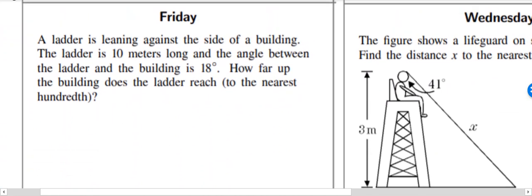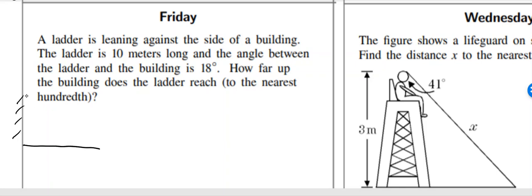We have a ladder leaning against the side of a building. So I'm just going to say this is my building because I'm being lazy. And I have a ladder leaning against the side of that building, like that. And the ladder is 10 meters long. So that's 10 meters. Now remember, this is my right triangle. So you can already see that that 10 meters is going to make my hypotenuse. And the angle between the ladder and the building, which would be this angle, is 18 degrees. Because this is the building, that's the ladder, so that's 18 degrees.